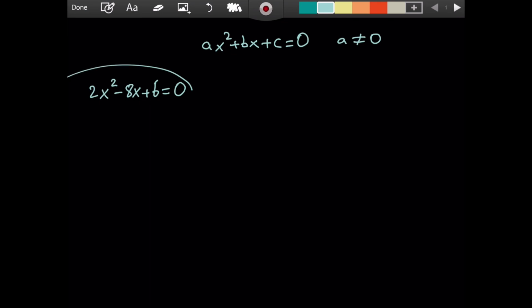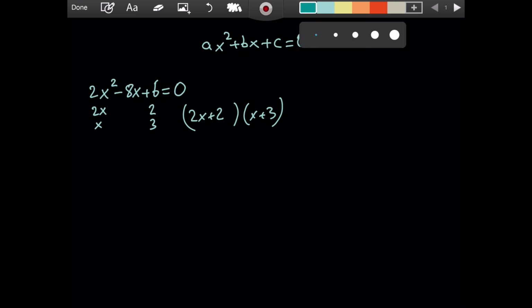Now, how can we solve this example? Well, we can think of it as a factorization. So maybe I say, well, 2x and x would give, when they are multiplied, 2x squared. And for 6, 3 and 2 come to my mind, so I could say 3, 2. Then is it maybe like 2x plus 2, x plus 3? Well, you would realize that that is not the case because we have a minus here.